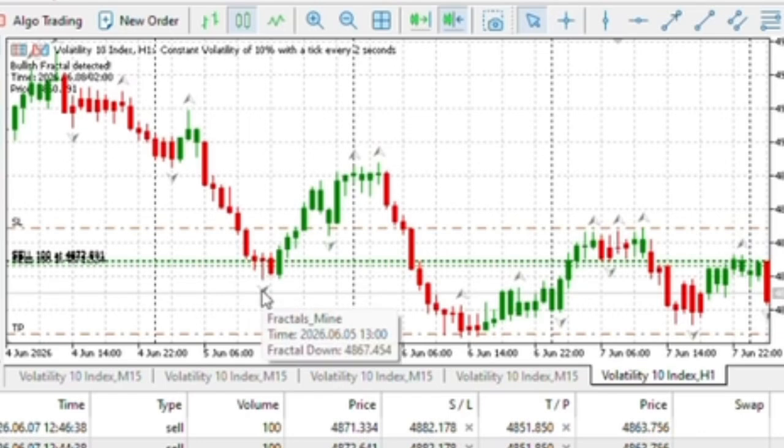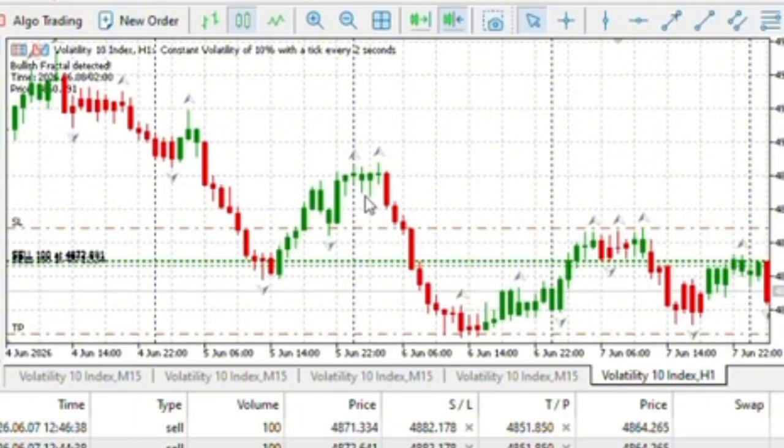But on the MT5, you cannot really decide the period if you're using that, except maybe you have your own customized one to determine the periods that you want. All right, but this one that I'm using right now is the regular one. So here you have your swing high and your swing low.